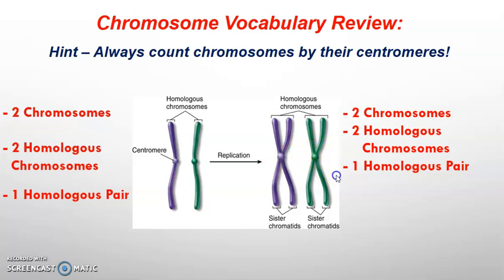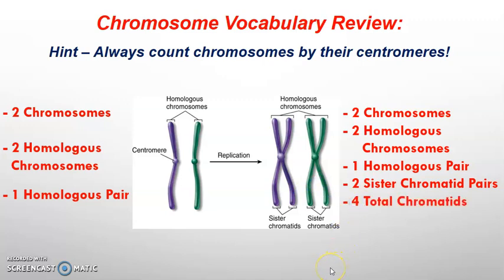But now we're going to use some of those new terms. Now I have 2 X's, right? So I could say I have 2 sister chromatid pairs. And then since each sister chromatid pair is made up of 2 chromatids, 2 identical versions of the original chromosome, I'm going to have a total of 4 chromatids. So that's really the only hard part of mitosis, is getting these new vocab terms down and assigning the correct numbers to them.